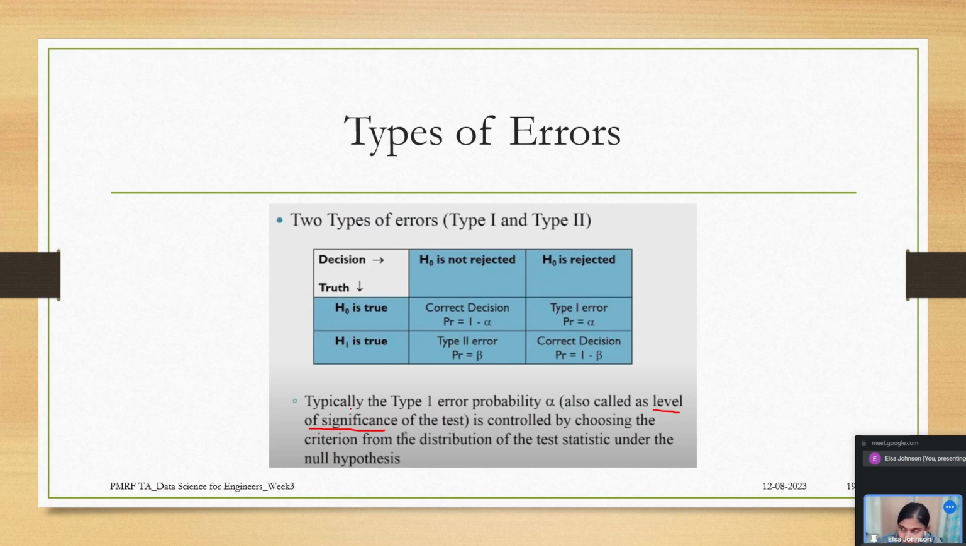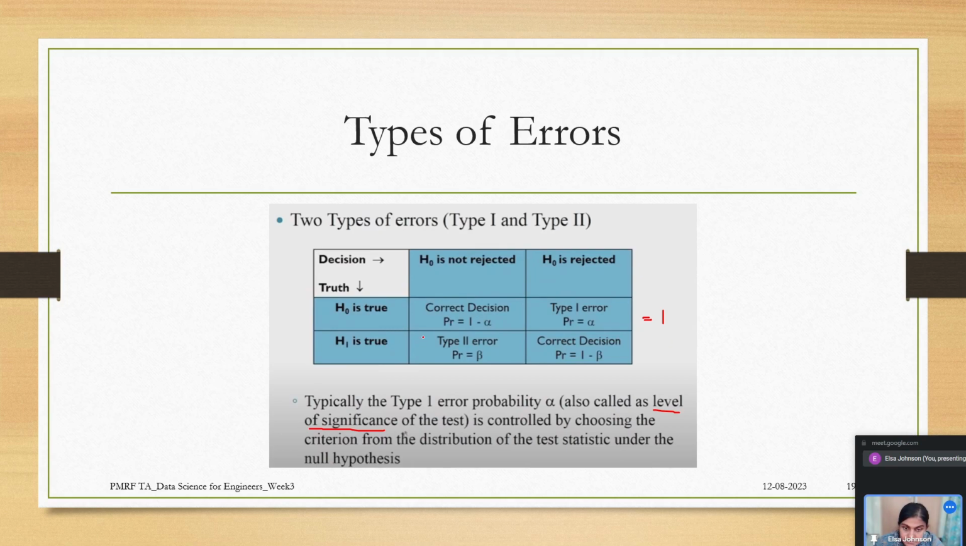Okay, and it is controlled by choosing the criterion from the distribution of the test statistic under the null hypothesis. There is another thing. If you look at the total in this particular case, 1 minus alpha plus alpha amounts to 1 itself. This is the total probability, which is equal to 1. Another case is when the alternate hypothesis is true, we have to reject the null one.